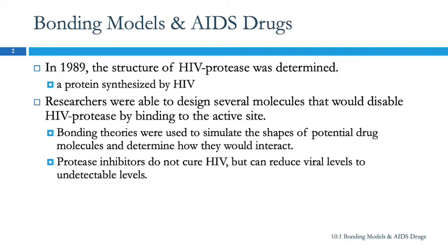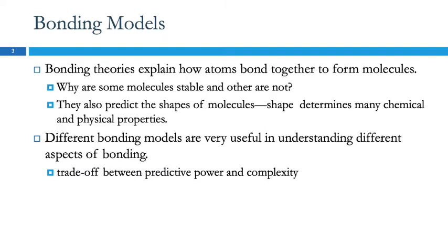So instead of a trial and error, which can take a really, really long time, they were able to do this more quickly. So those protease inhibitors don't cure HIV, but they cut it down to undetectable levels, which is almost as good, right? So bonding models are useful for that.